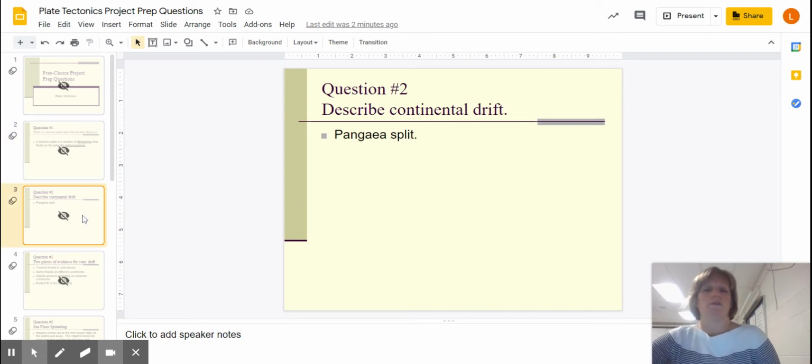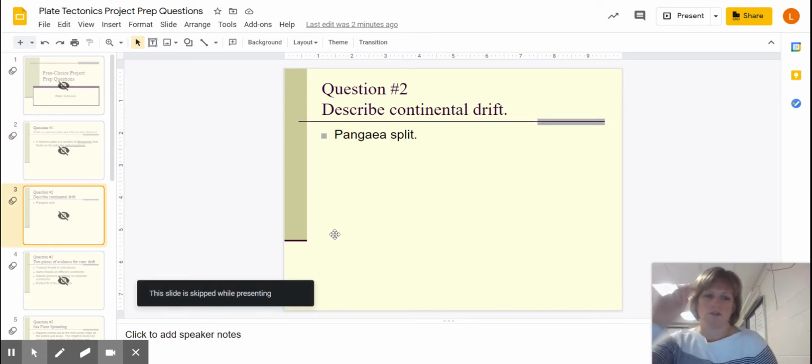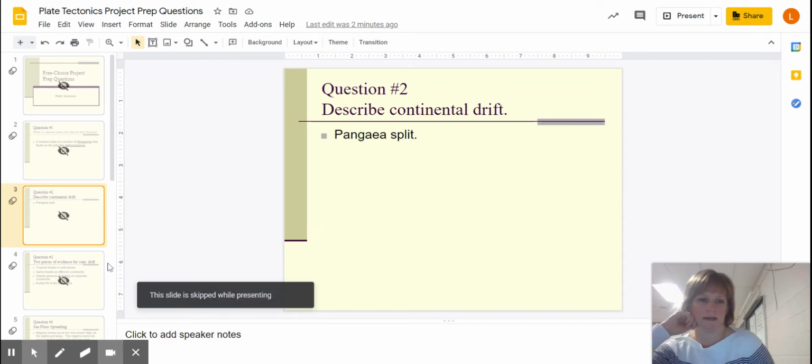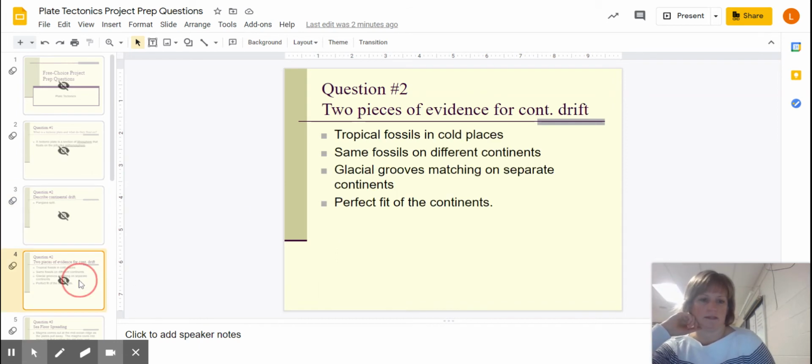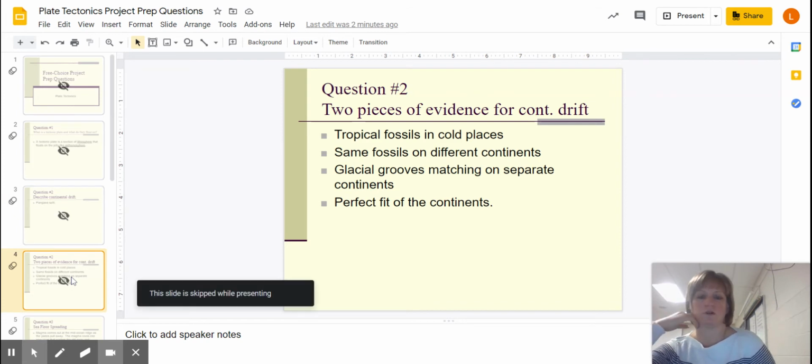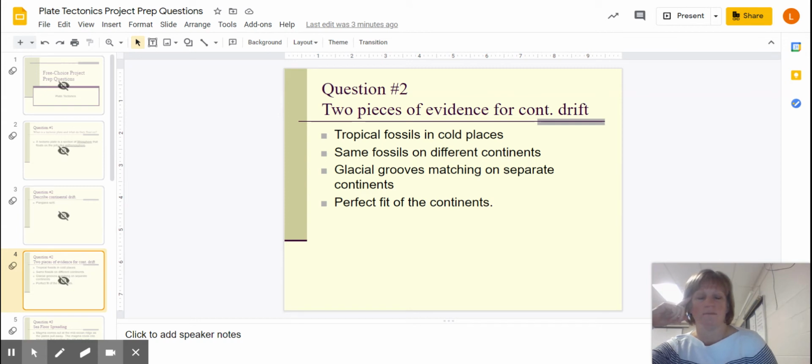Next up, what happened during continental drift? I'm fine with these two words: Pangea split. Now, evidence. It's up to you. You only need to incorporate 2. Tropical fossils in cold places, that's weird. Remember, Greenland, way up north, has tropical fossils?